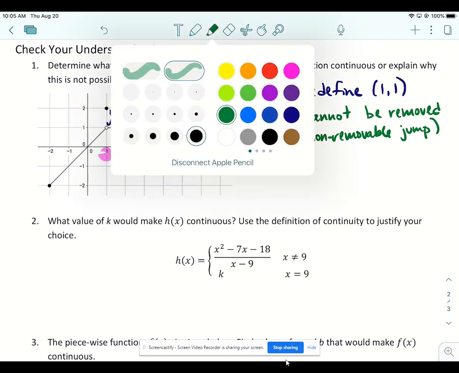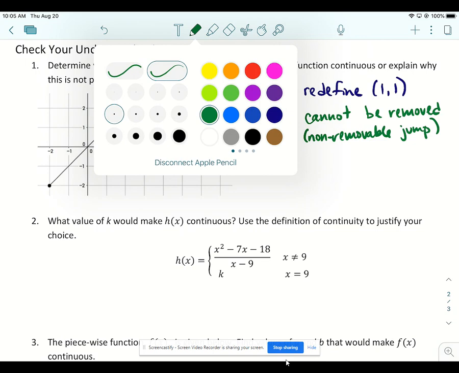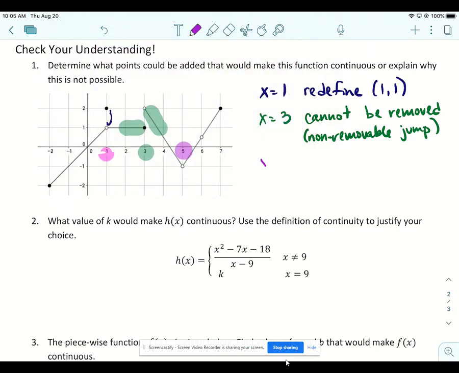Okay. So the next place where we have discontinuity is when x is 5. Since that is removable point discontinuity, we just have a hole there, and the function is completely undefined at x equals 5. So we'll just define a point at (5, -1).